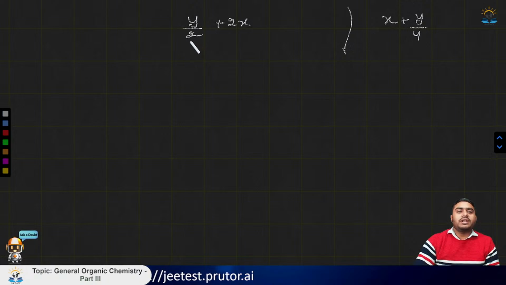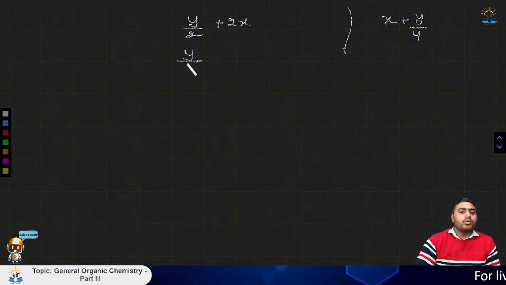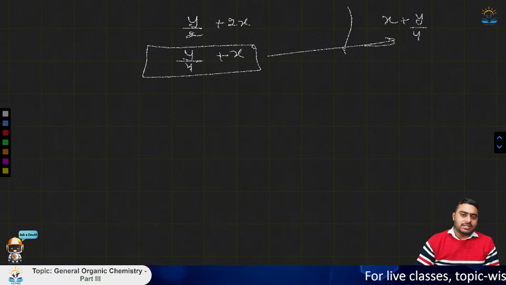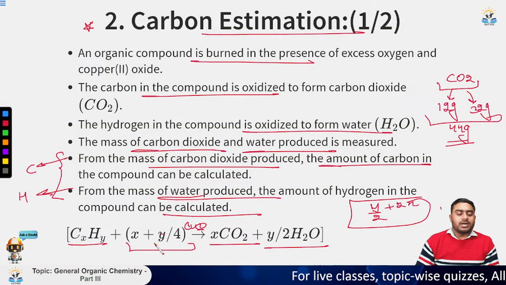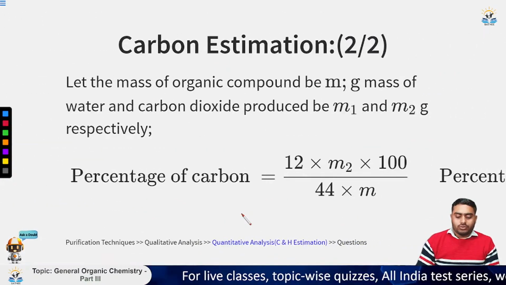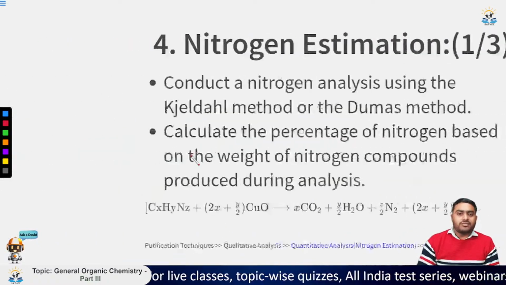If you divide the right side equation by 2, you will get y/4 plus x, so x plus y/4, same, right? So that is the point here. This is the balanced chemical equation: CxHy plus (x + y/4) O2 gives x CO2 plus y/2 H2O. You can see the formula.